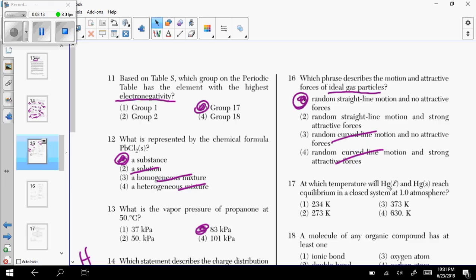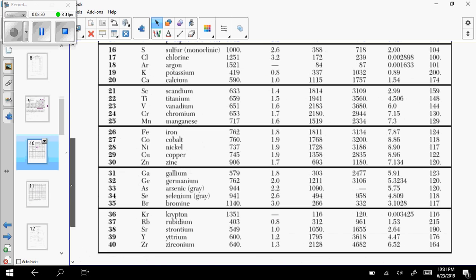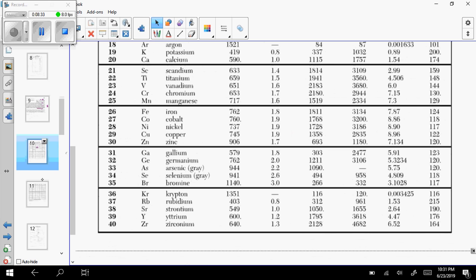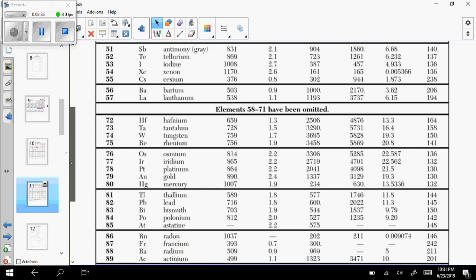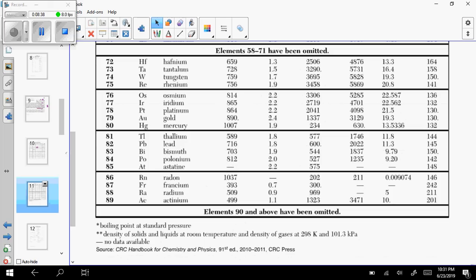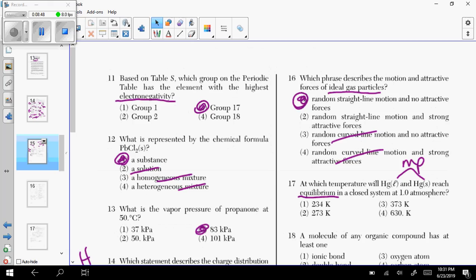At which temperature will Hg liquid and Hg solid reach equilibrium in a closed system? So if I'm reaching equilibrium between a liquid and a solid, I just want to find out what the melting point is. So I've got to look up Hg's melting point. So I go here to table S and find Hg. There it is. And the melting point is 234. And it's already in K for me.